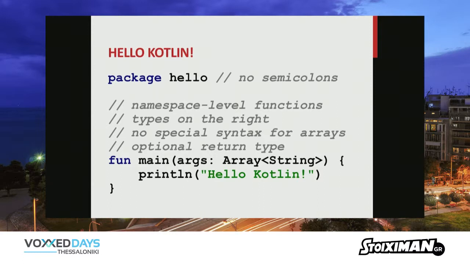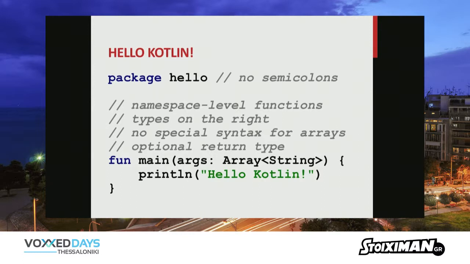Also, if you write UML diagrams, then you are used to first having the name of a variable and then the type of the variable, which is opposite to what Java does. So Kotlin lets you copy-paste into UML diagrams. Yeah, it's not a big advantage, but it's still worth mentioning.